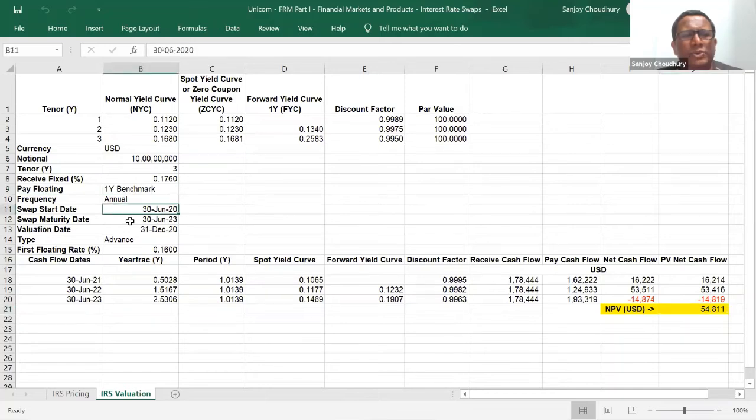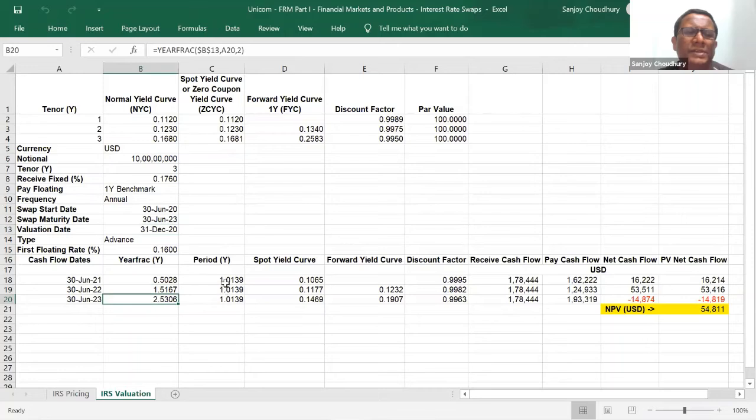So swap start date, swap maturity date 3 years from the swap start date. Valuation date is 31st December 2020. It's an advance swap. The first floating rate was 0.1600, which would have been the 1-year rate as on 30th June 2020. So we compute the cash flow dates: 30th June 2021, 30th June 2022, and 30th June 2023. Year fraction is essentially from the valuation date, 31st December 2020, to all these dates, which are typically half year, 1.5 year, and 2.5 year. There is some difference because of the day count convention being used, which is actual by actual.